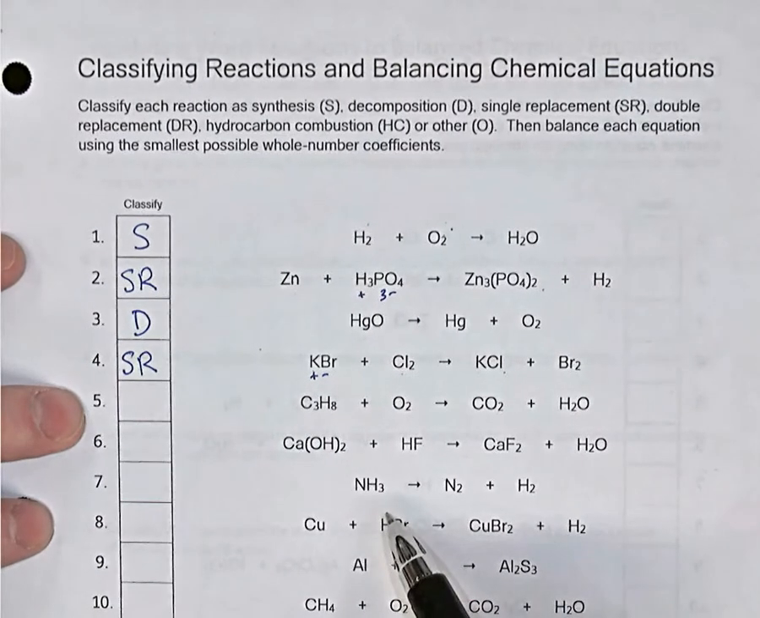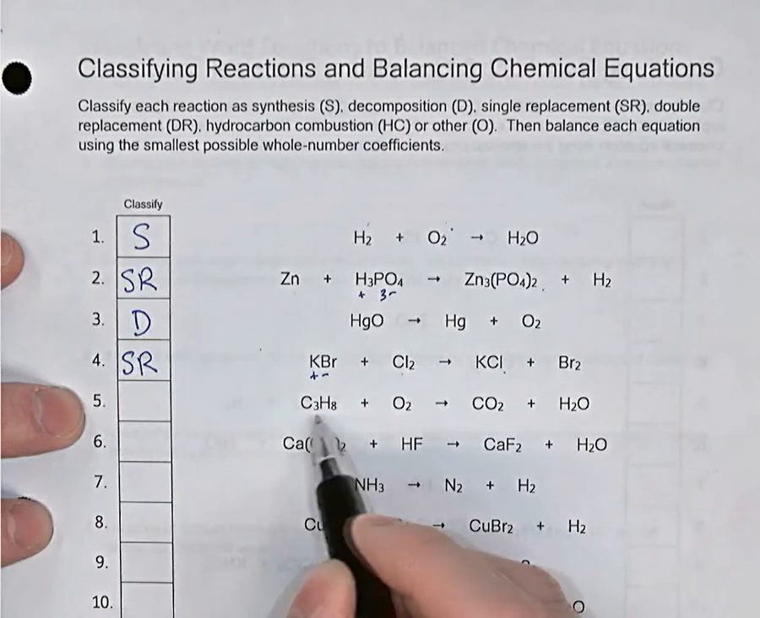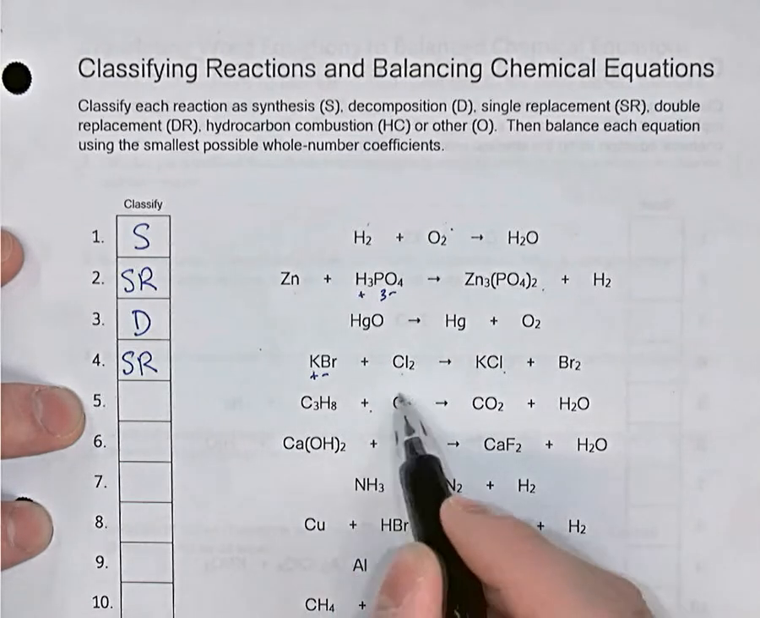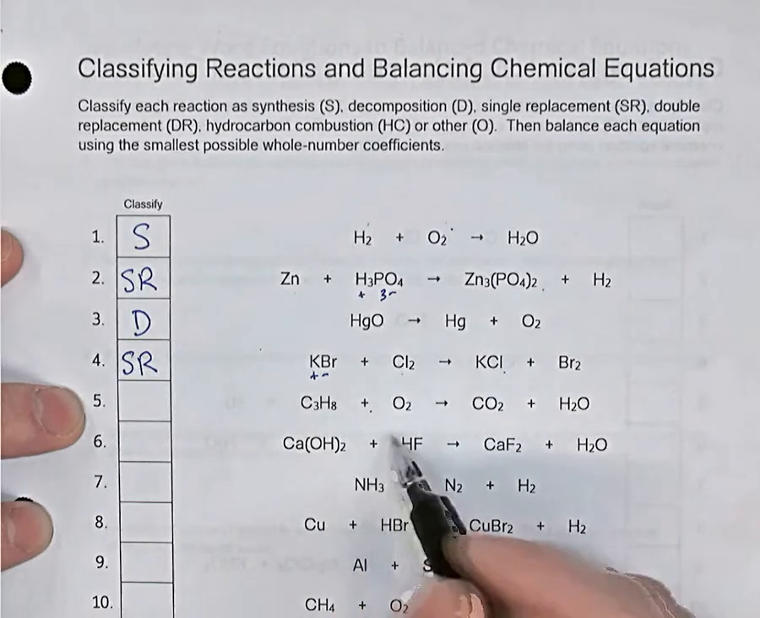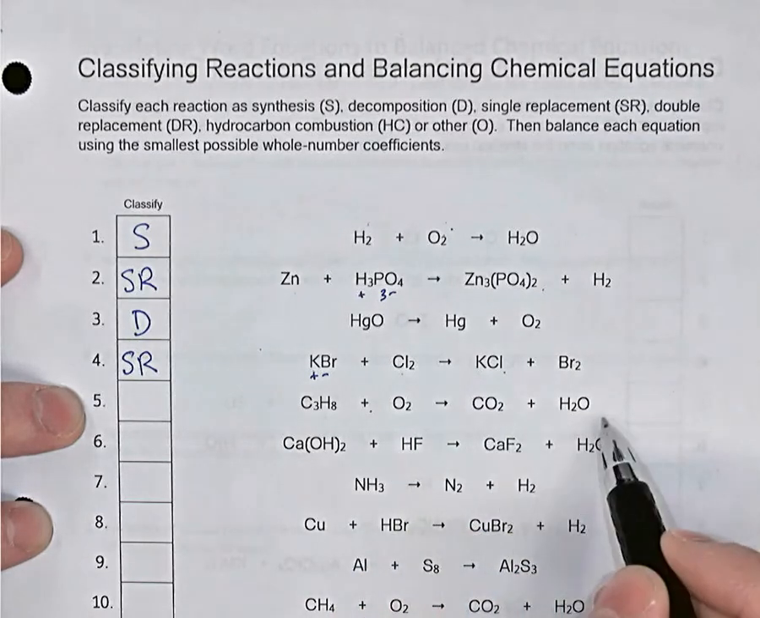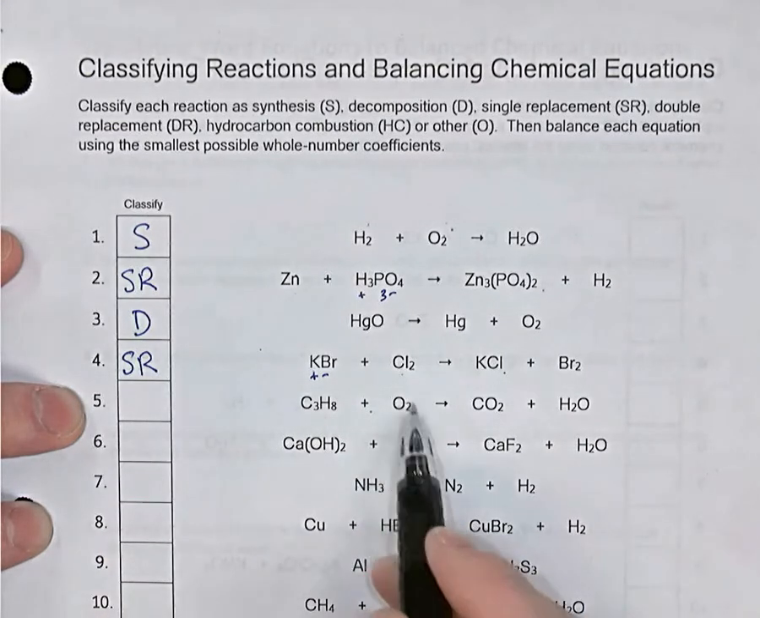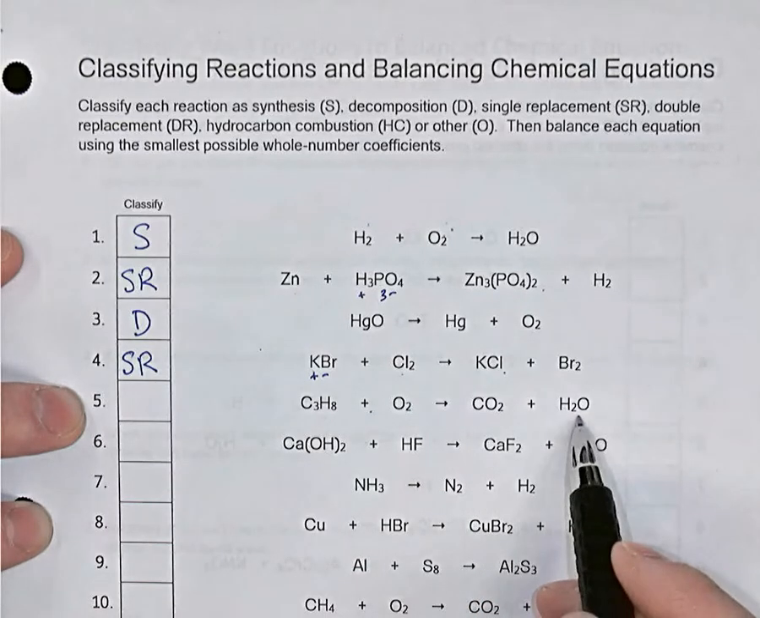Number 5, I see a compound here, but I recognize, hey, that's one of those special compounds. This is a hydrocarbon. It's made of just carbon and hydrogen, and we're reacting it with oxygen, that's like a combustion, that's burning. And the products, CO2 and water, well, that's enough. I know this is a hydrocarbon combustion reaction. The products are always CO2 and water.